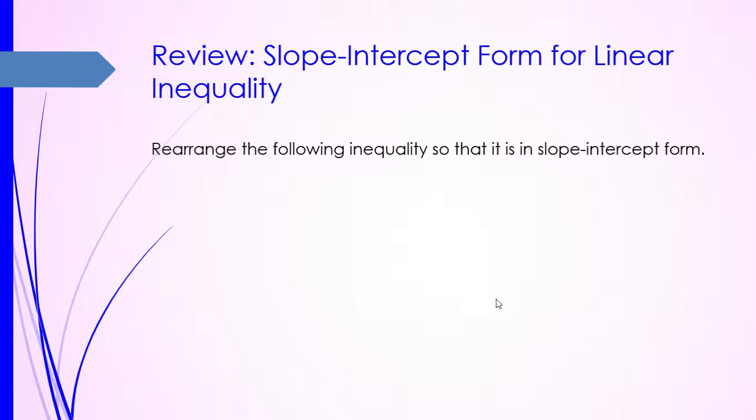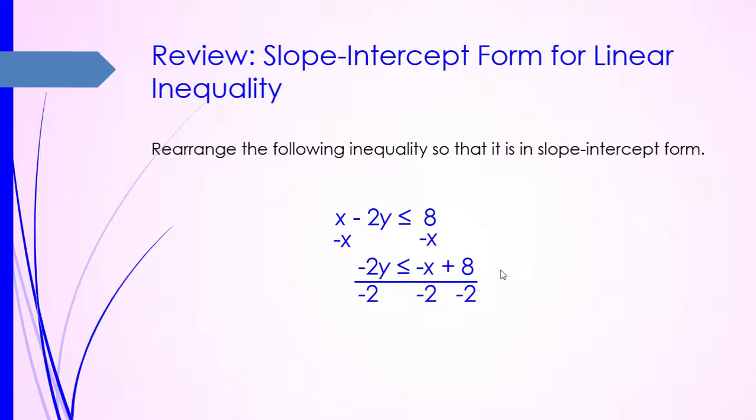So here is a review. Rearrange the following inequality so that it is in slope-intercept form. So we're basically solving for y, getting y by itself. So we need to get rid of the x by using opposite operation. That means to subtract x on both sides. We have negative 2y is less than or equal to negative x plus 8. Now we have to get rid of the negative 2. That means we have to divide every single thing by negative 2.